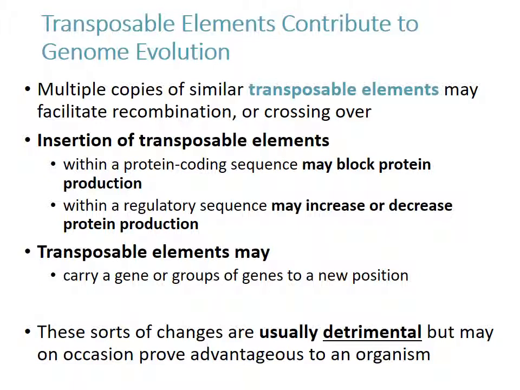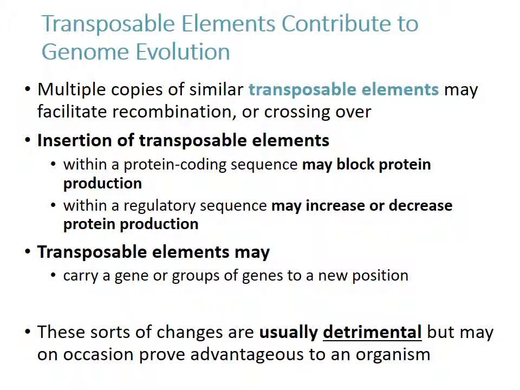So transposable elements can contribute to genome evolution. Multiple copies of similar transposable elements can facilitate recombination or crossing over. Inserting transposable elements could block protein production, or they may increase or decrease protein production if they're within a regulatory sequence. And transposable elements can carry a gene or groups of genes to a new position entirely.